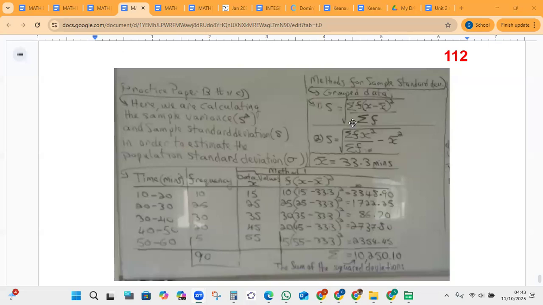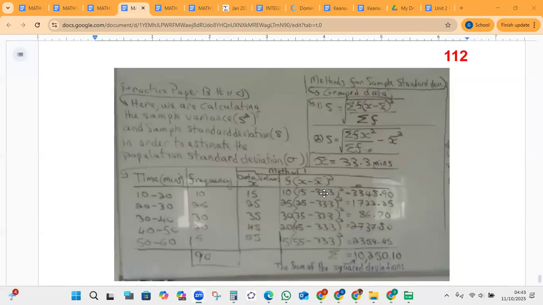Now, as the formula says, method 1: first you start within the brackets by calculating each deviation, X minus the sample mean, for all the data points. Then you square these deviations and multiply by the corresponding frequency. All of this can be done straight away in your calculator.